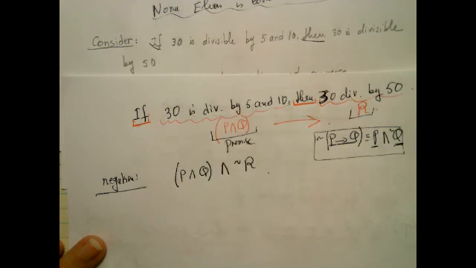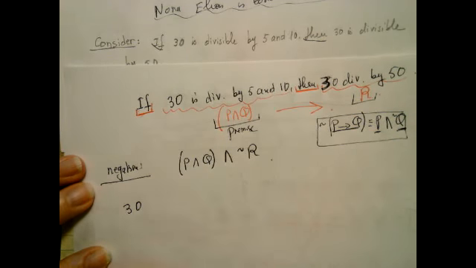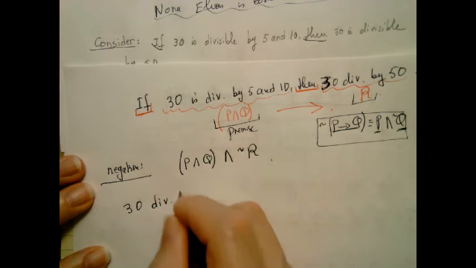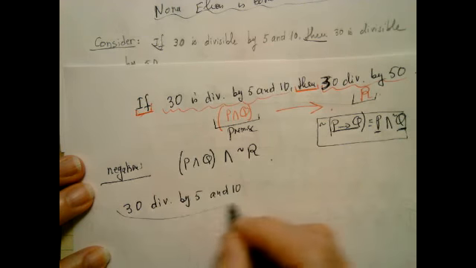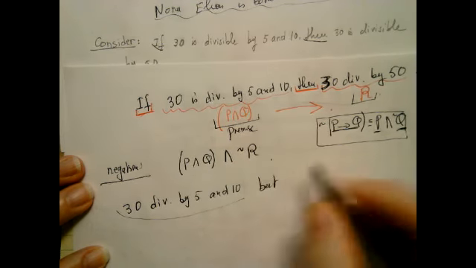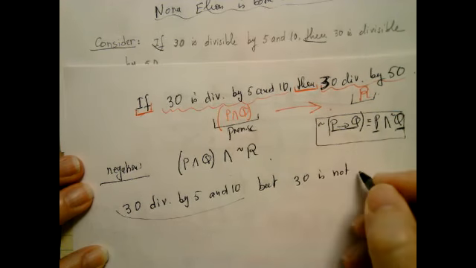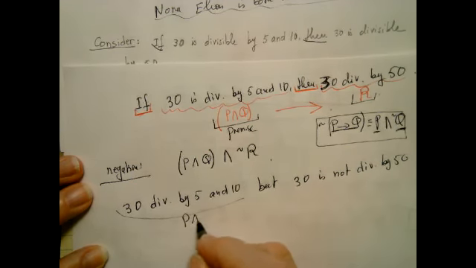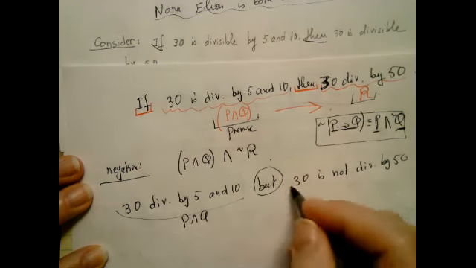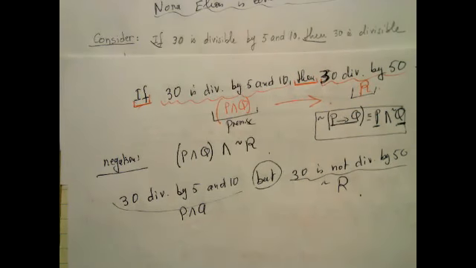Okay, that's the negation. P and Q, it means the premise and not R. So let us write down. The negation is going to be 30 divisible by 5 and 10. So I'm not changing my premise. The premise is satisfied, but not R. But 30 is not divisible by 50. So that's P and Q and not R. Okay, so that's how we negate.